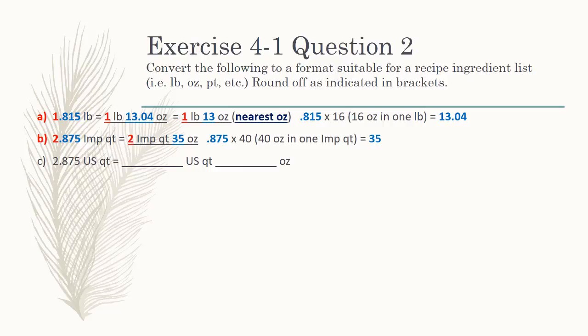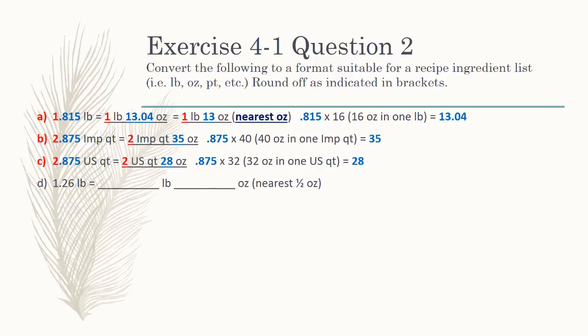Next, 2.875 US quarts, and we want to take them the same direction, US quarts and ounces. We're going to get 2 full US quarts. That's not going to change, but we deal with the decimal .875 US quarts. The relationship between ounces and US quarts is 32. So we multiply .875 by 32. It gives us 28 ounces, and that goes over there. So 2.875 US quarts is equal to 2 US quarts and 28 ounces.